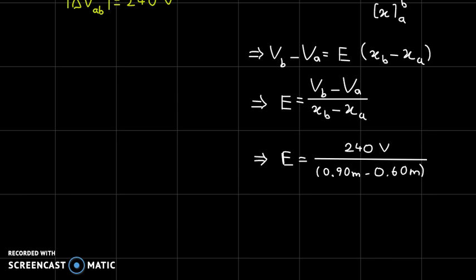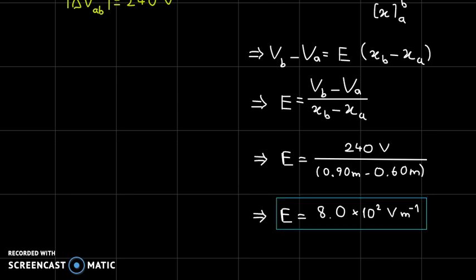Those are given. And when we do the calculation, we find that the electric field magnitude is equal to 800 volts per meter. Here I'm using scientific notation because I'd like to keep two significant figures to be consistent with the numbers given in the problem.